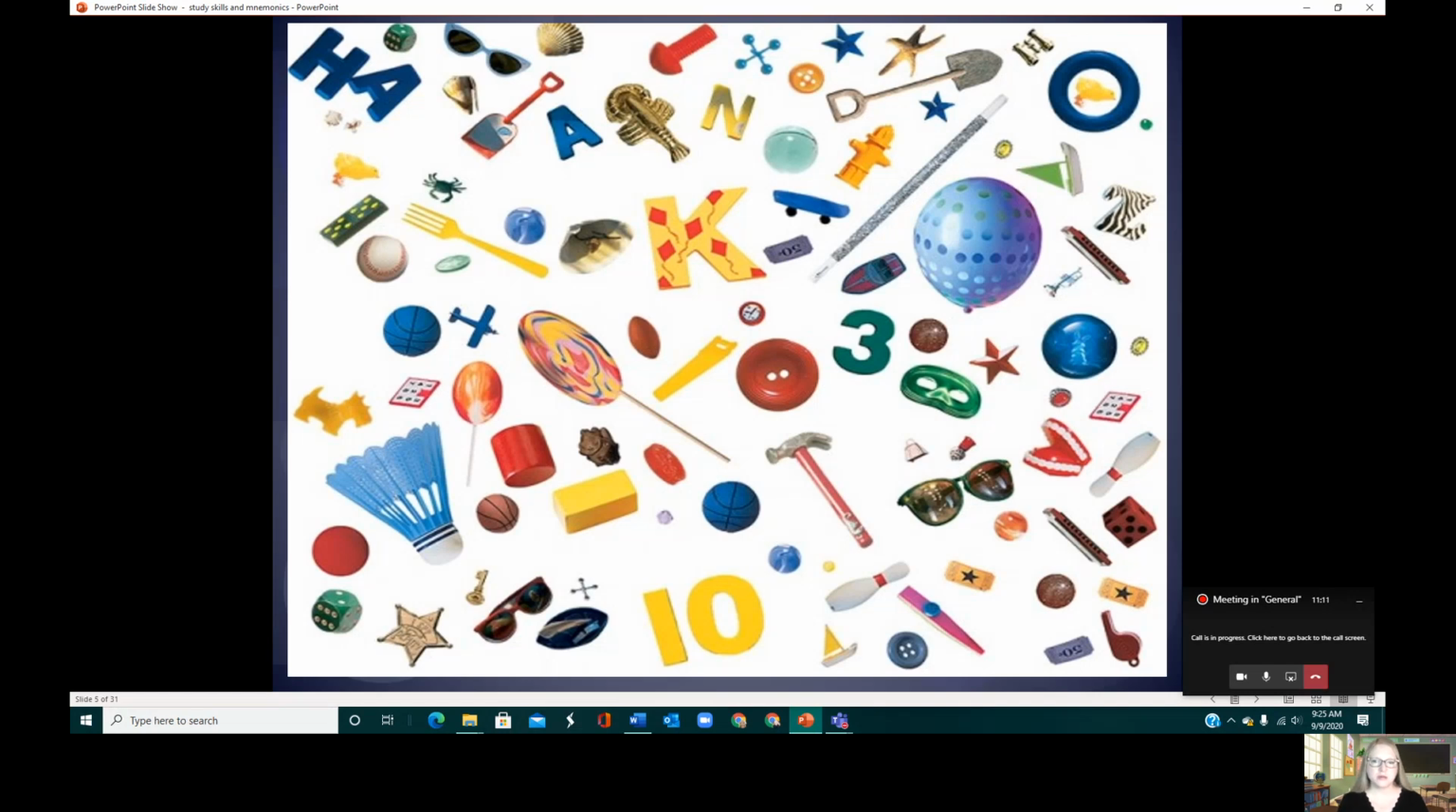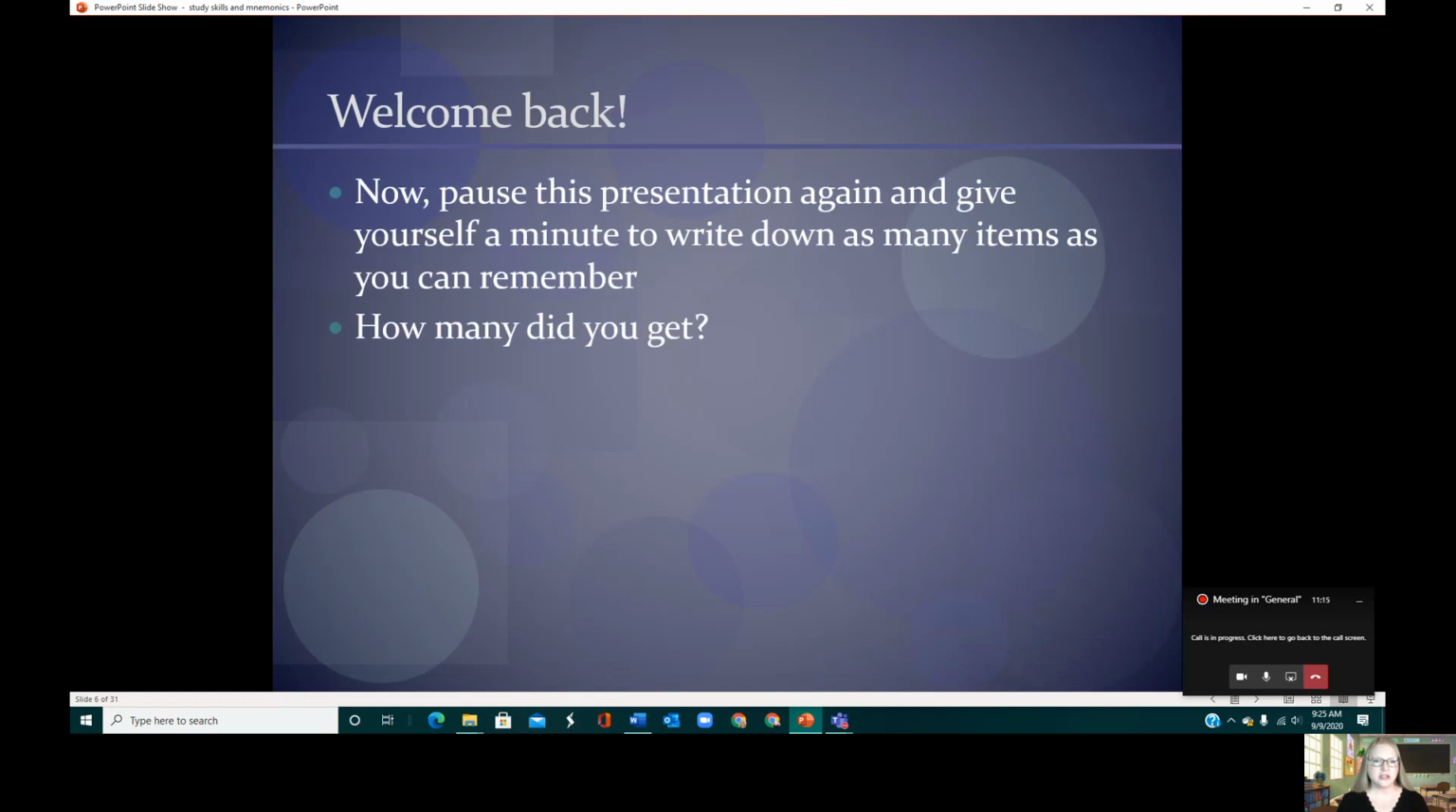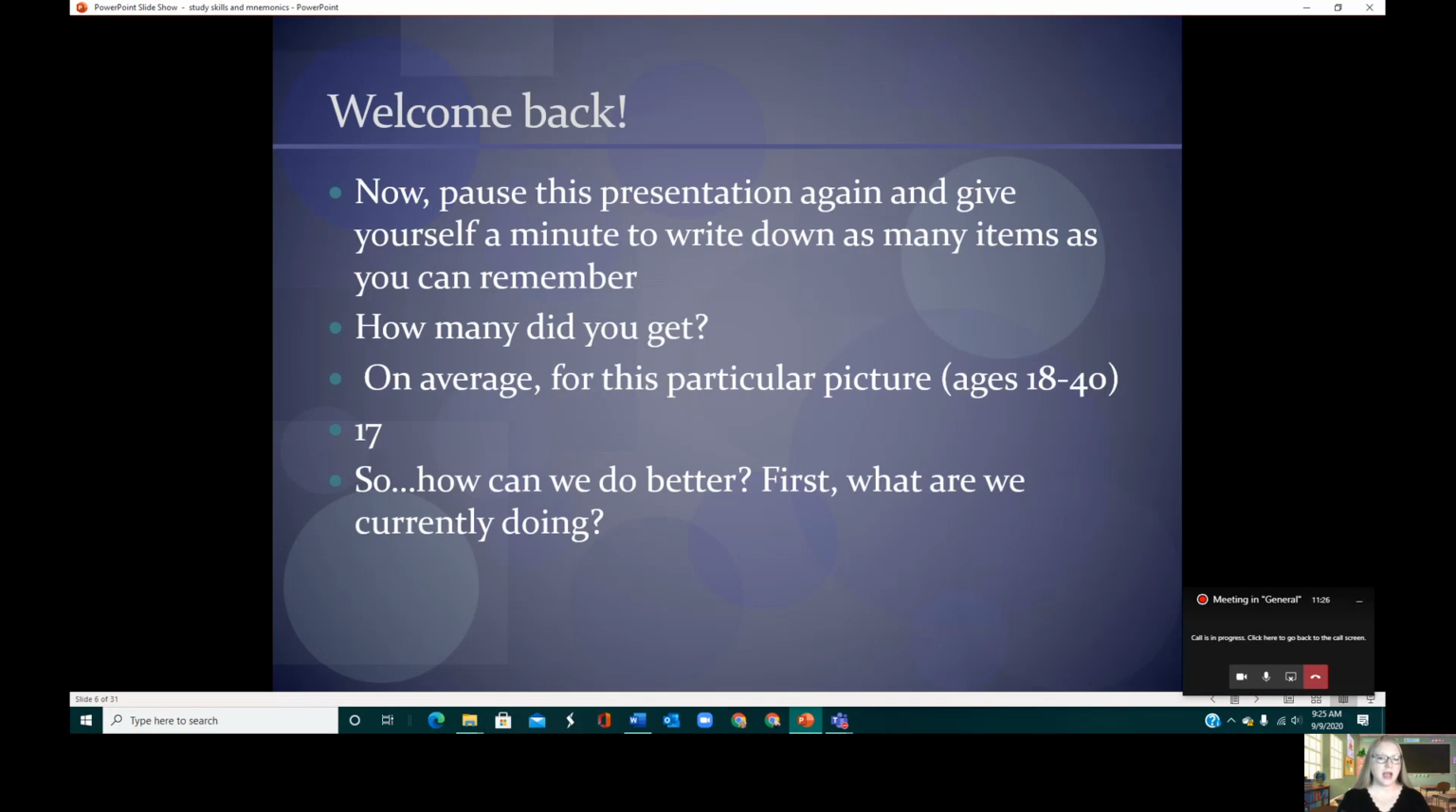How many things did you remember, do you think? Well, on average, it's about 17 using old school methods of memorization, okay? So how can we do better? That's the question. How can we teach our kids to do better than that? It's a simple memorization test that we just did, but how can we get kids to do better?